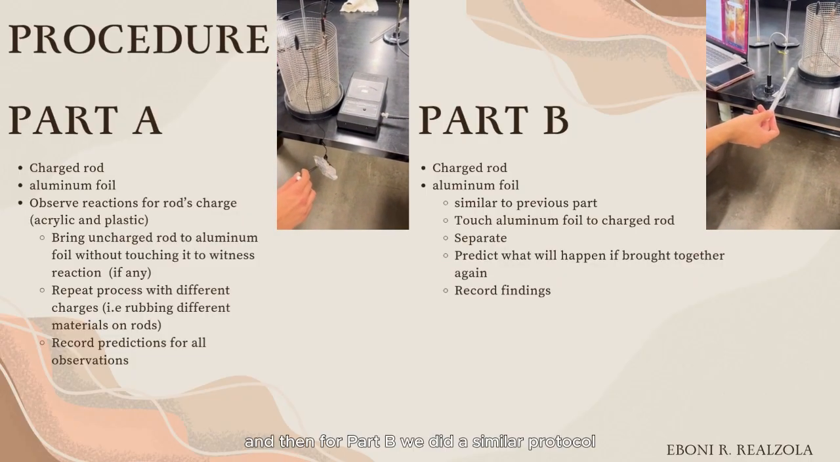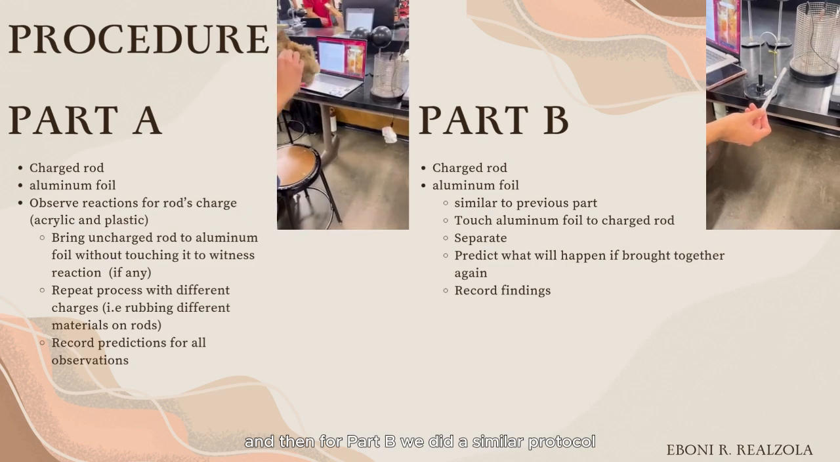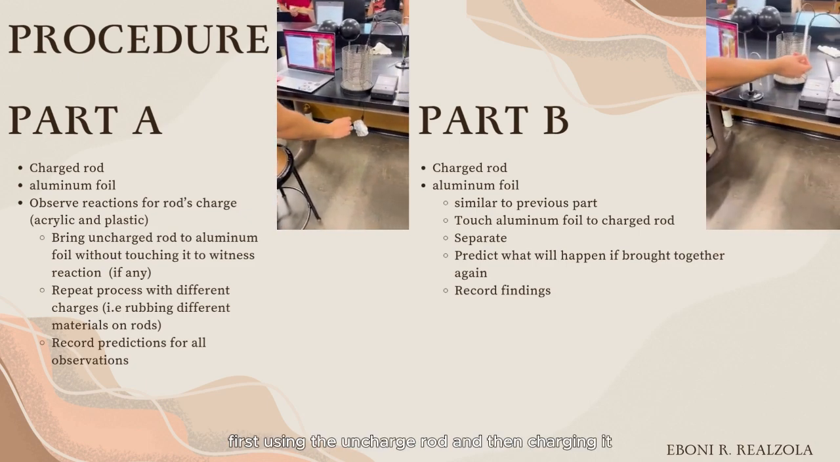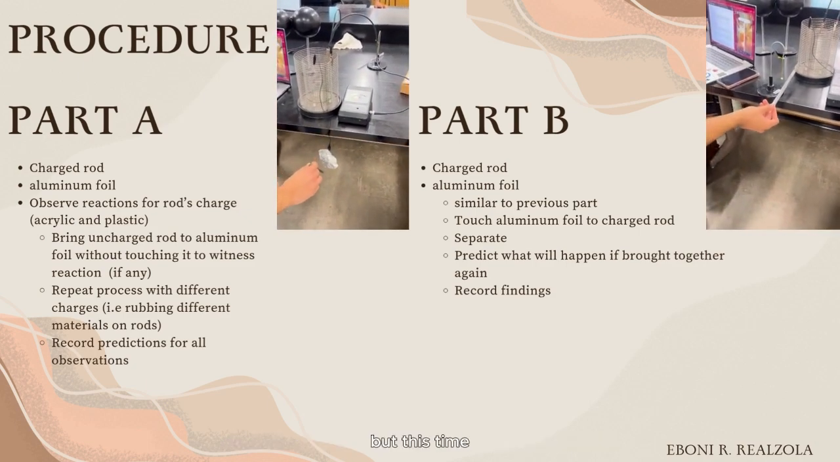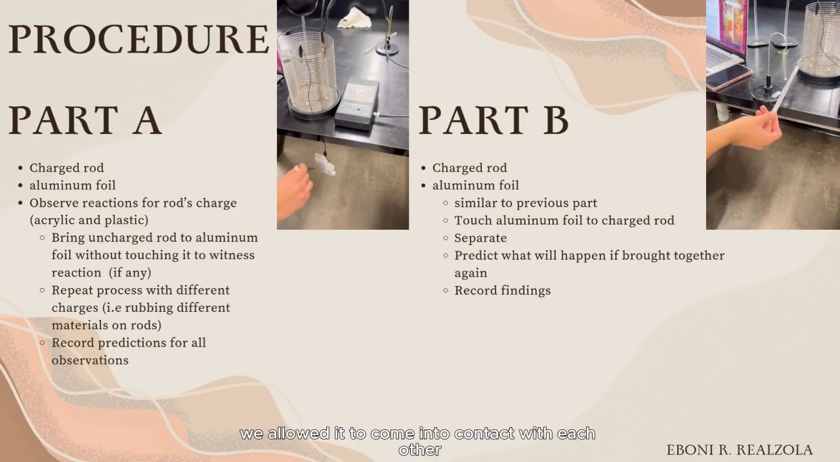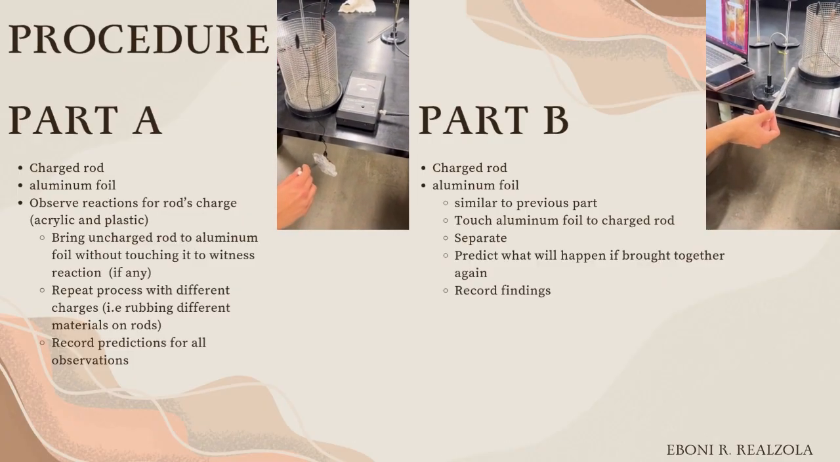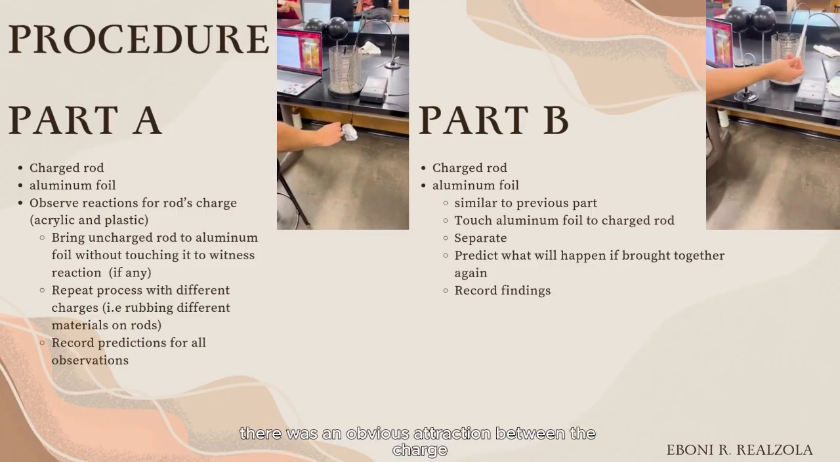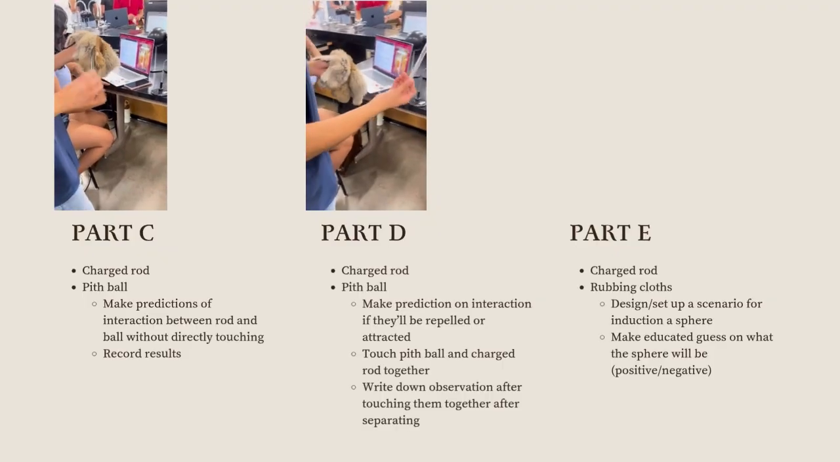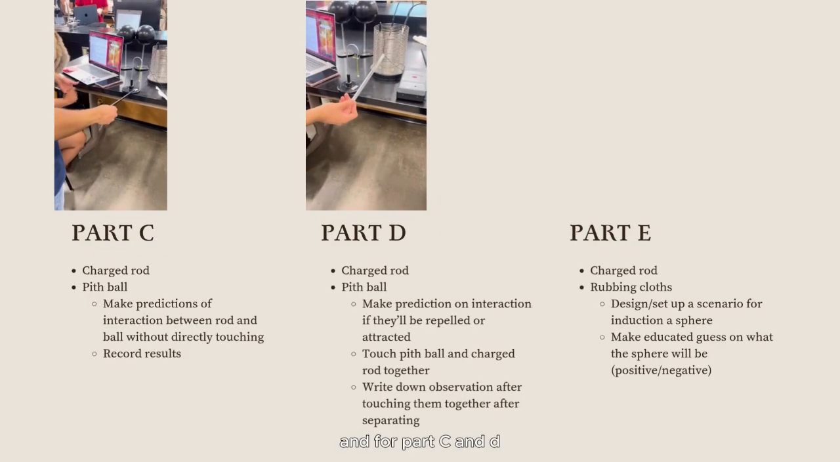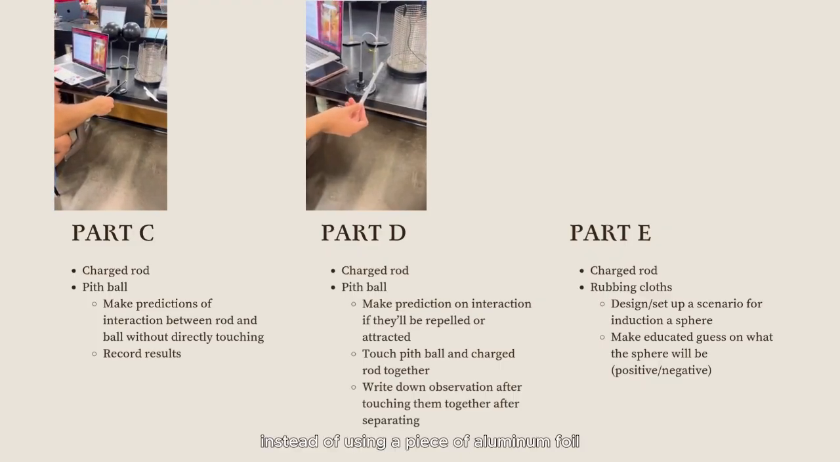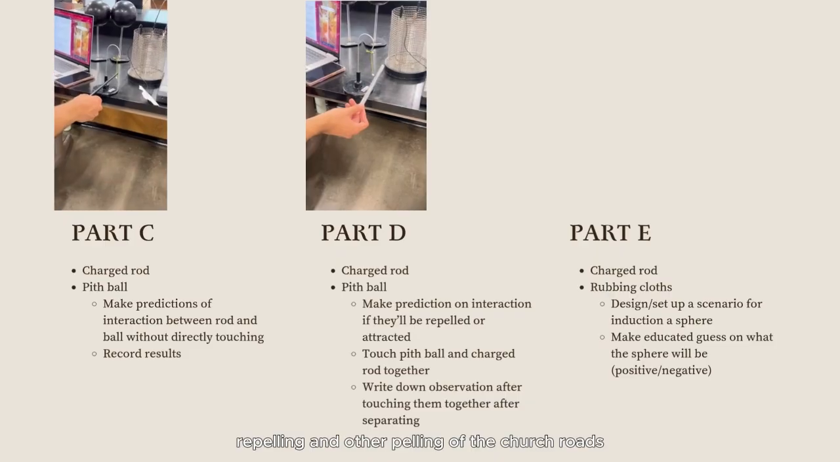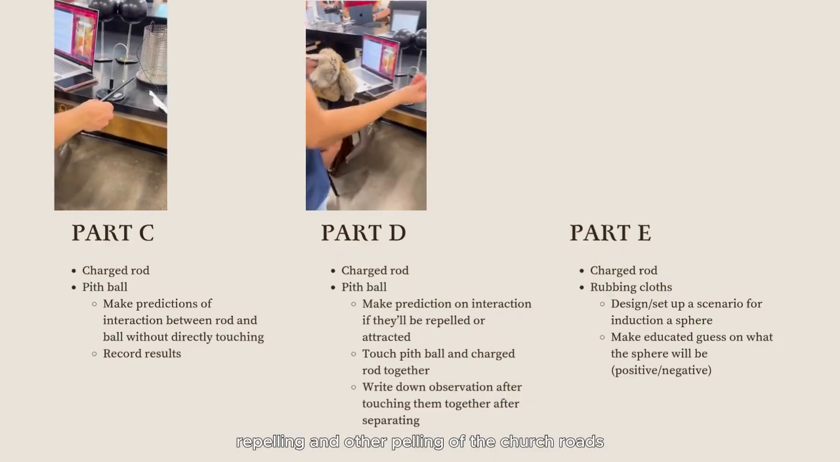And then for part B, we did a similar protocol, first using the uncharged rod and then charging it, but this time we allowed them to come into contact with each other. And similar to our first interaction, there was an obvious attraction between the charged rod and the aluminum. And for parts C and D, instead of using a piece of aluminum foil, we used a pith ball to test the attraction and repelling of the charged rods.